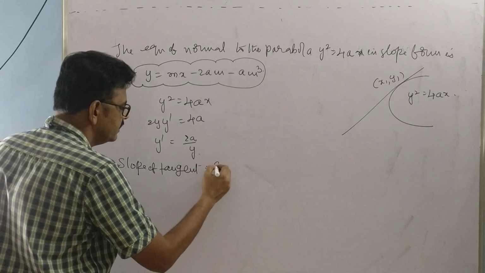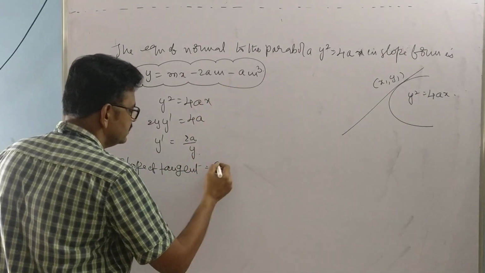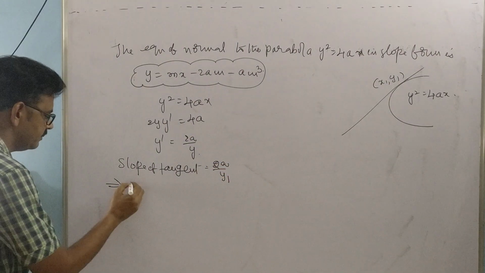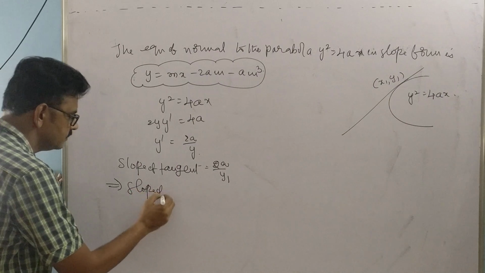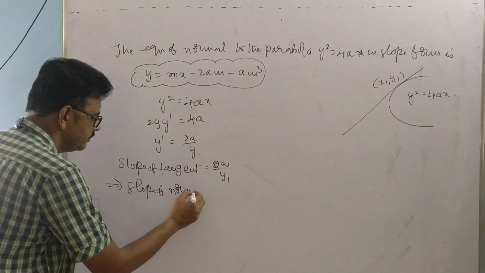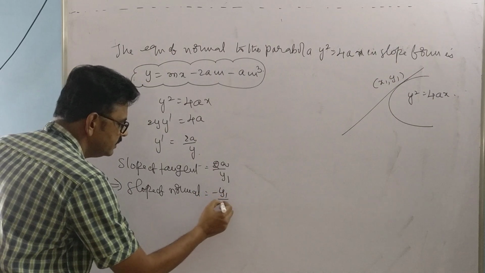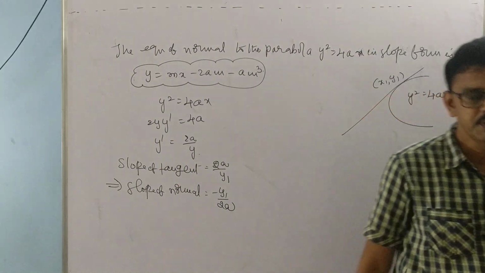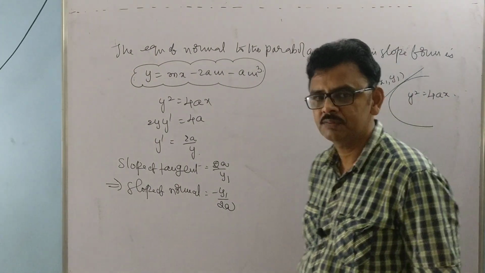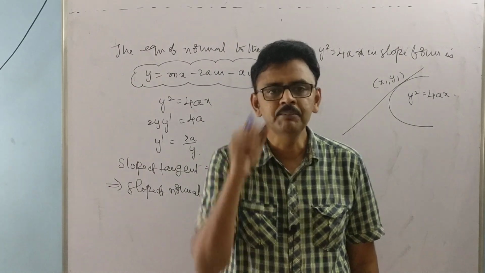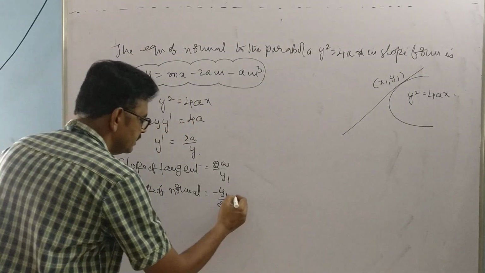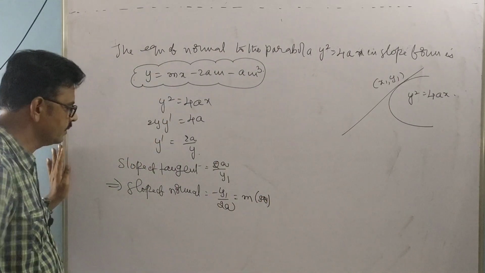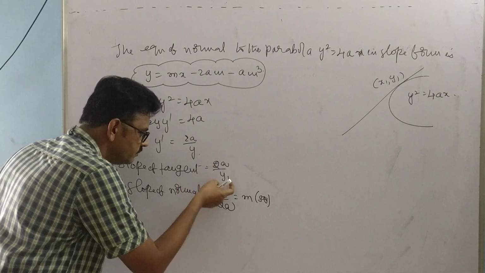Therefore, slope of tangent is equal to dy by dx at the point x1, y1. This is 2a by y1. Implies slope of normal is minus y1 by 2a, because tangent and normal are perpendicular. So slope of normal is minus y1 by 2a, that you treat as m. What is m? That is the slope of normal, not this, this is 2a by y1.